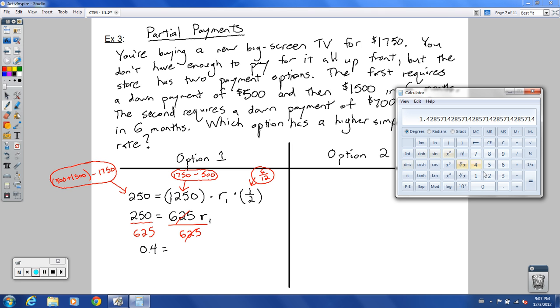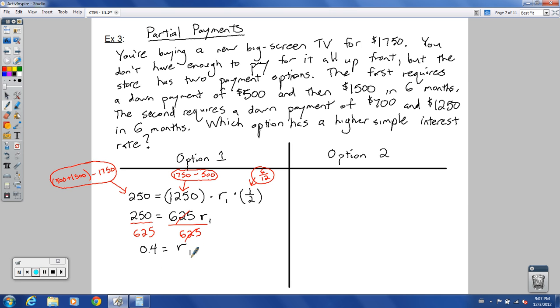Just double check that here, make sure I did that right earlier when I was working through the problem. Yep, 0.4 is rate 1. So what is that as a percent? Move that decimal 2 spots, you're going to get a 40% interest rate. That's pretty darn high. I think I'd rather use a credit card because most of them have annual percentage rates of much less than this.